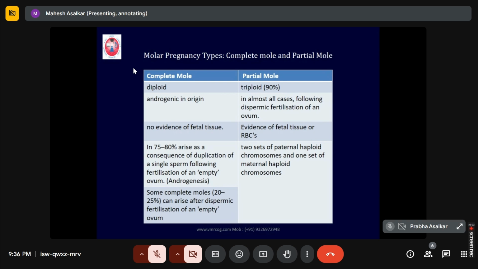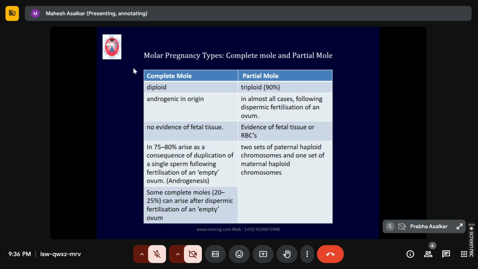So here there is an empty ovum, but it is fertilized by 2 sperms. That phenomenon is seen in 20-25% of cases. So if you are asked, the commonest will be duplication of the single sperm following fertilization of an empty ovum, that is 75 to 80% of cases, while in 20-25% of cases there is a dispermic fertilization of an empty ovum. So the ovum is always empty in complete mole. Okay, is it clear?